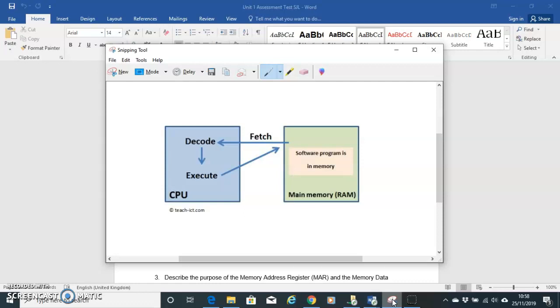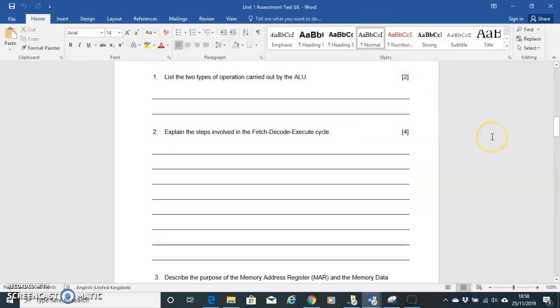And 1 mark for explaining that because it's a cycle, the whole thing will repeat again at the end. After the execution, then the next instruction would be fetched and so on. So 1 mark for showing your awareness that it's a cycle. So not too complicated a question when you know what it's asking, but you do have to be really careful about the terminology there.